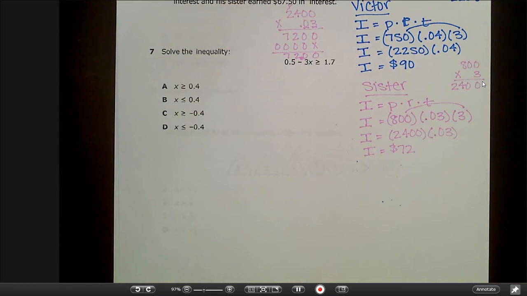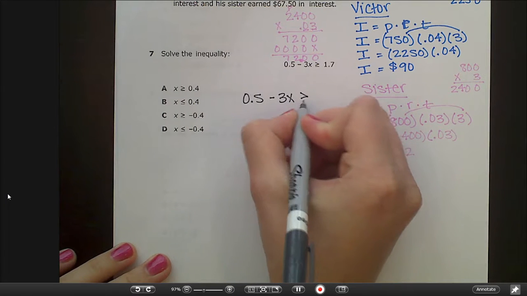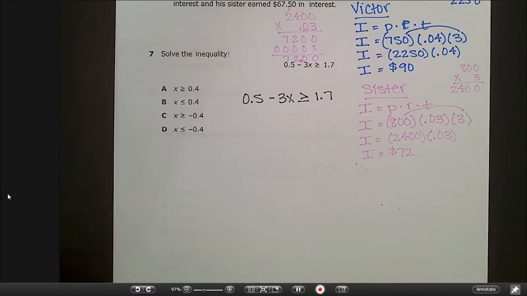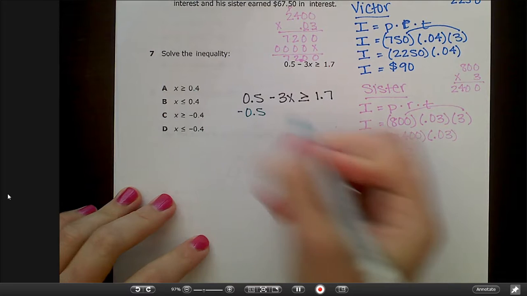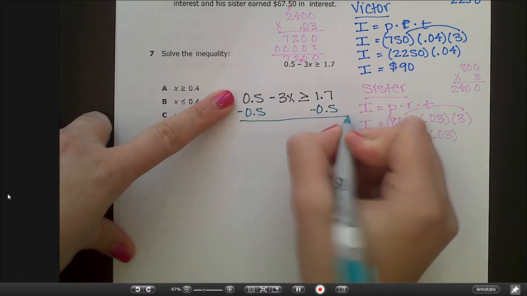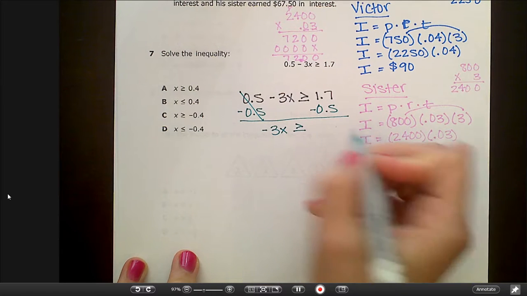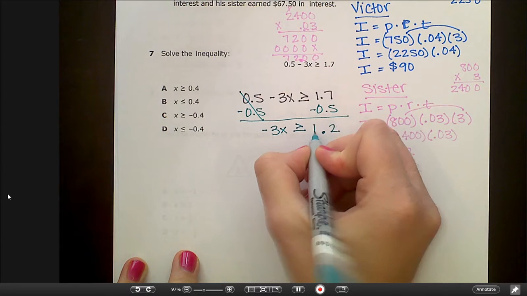Number 7, we're solving an inequality. So if my inequality is 0.5 minus 3x is greater than or equal to 1 7/10, the first thing I want to get rid of is this number over here. So I'm going to subtract that from both sides because that's the opposite of it being added. Once I do that, I'm left with negative 3x is greater than or equal to, I can do my decimal operation right here. So that's 2, that's 1.